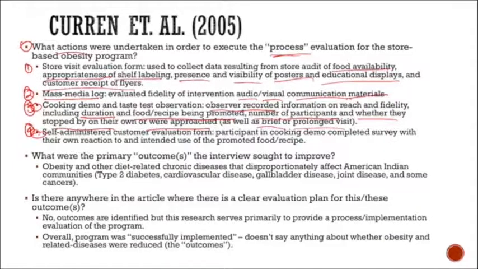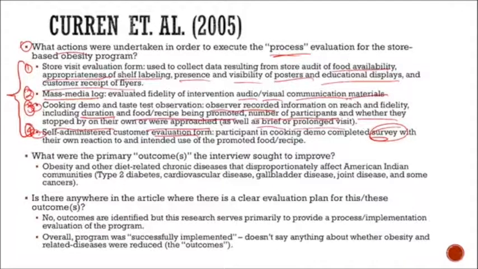And then the fourth item here, a self-administered customer evaluation form. Right? This is a survey that they gave to people who participated in the teaching demonstrations of cooking and of food recipes, and really had them evaluate their own reaction and what they had planned on using the promoted food or recipe for. So obviously this gets at questions of satisfaction. Did they enjoy it? Was it informative? Did they understand it? Do they plan on using the food product or the recipe that they learned? Things like that. And so all four of these collectively served as the actions that they created to perform an evaluation of the implementation of the program.